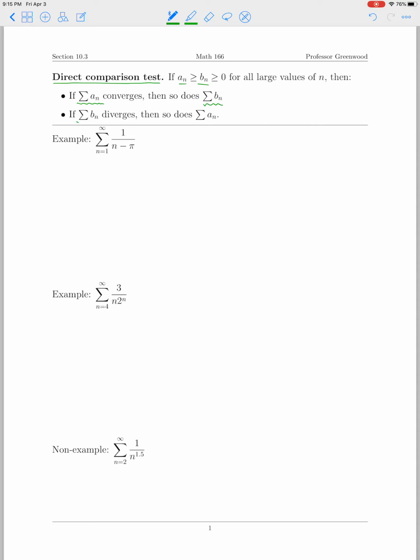On the other hand, if b sub n diverges, then we know that a sub n is even bigger than that, so the sum of the a sub n has to diverge as well. Let's see how we can use this in a couple examples.